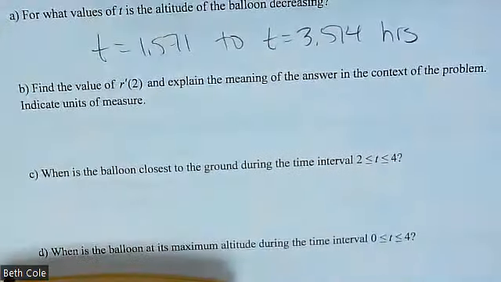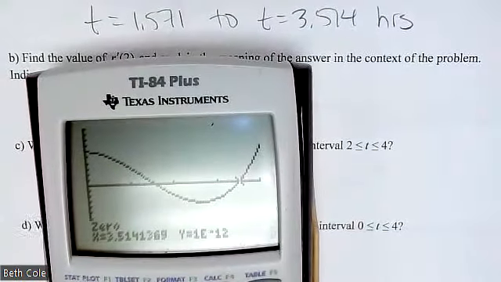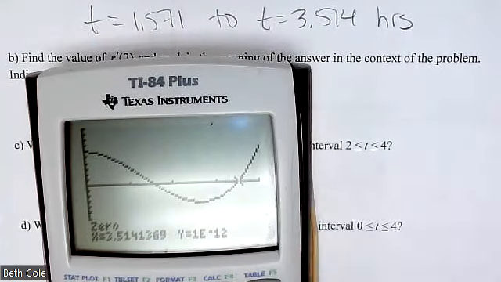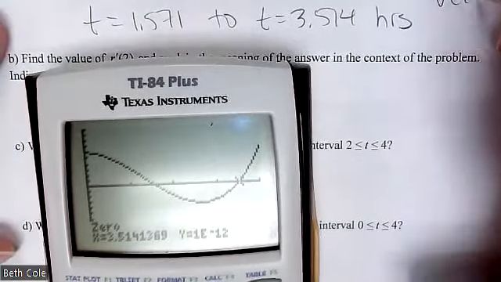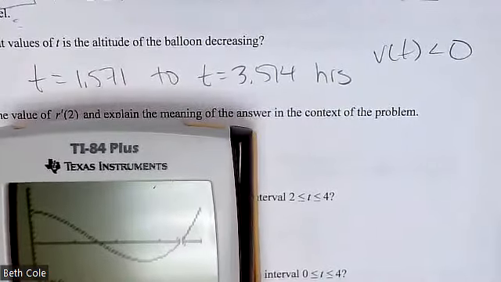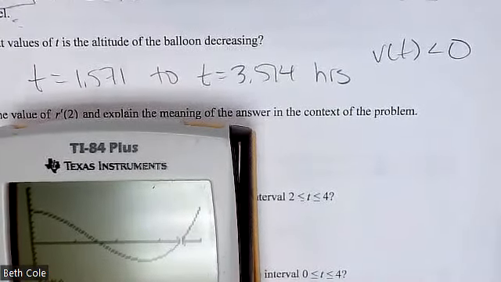hours. It didn't ask to explain, but I'm going to ask you, why did we pick those times? They will not give it to you if it's it. I know that sounds like I'm being so hateful. If you say it, they won't give it to you. What is this the graph of, guys? Velocity is negative. Velocity is negative. All right.